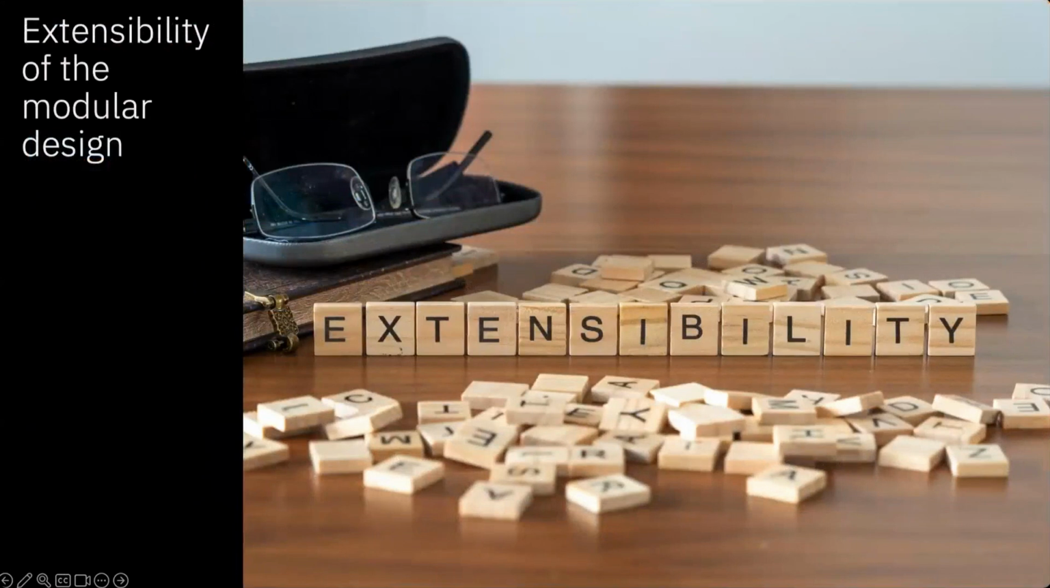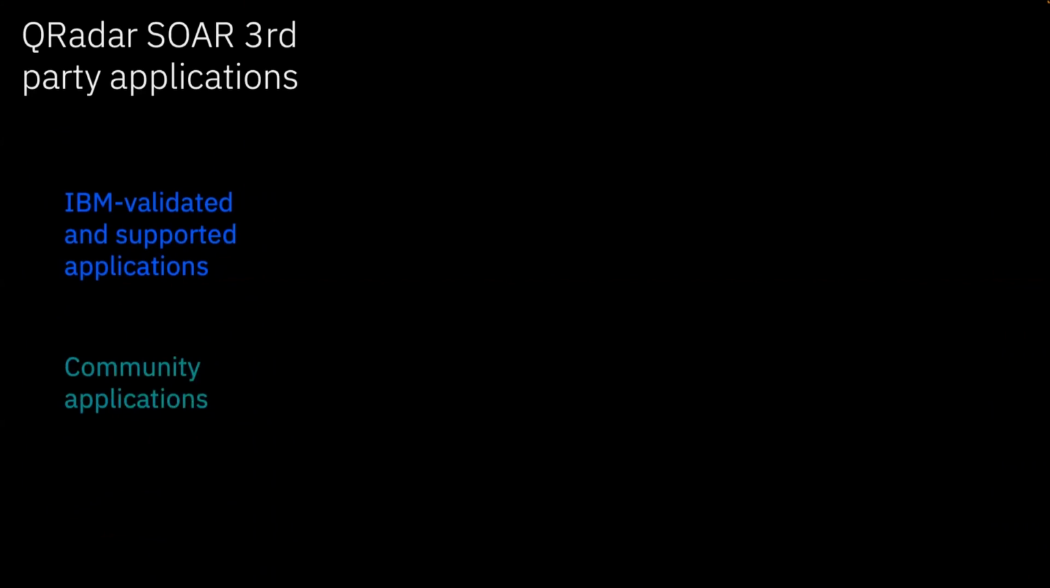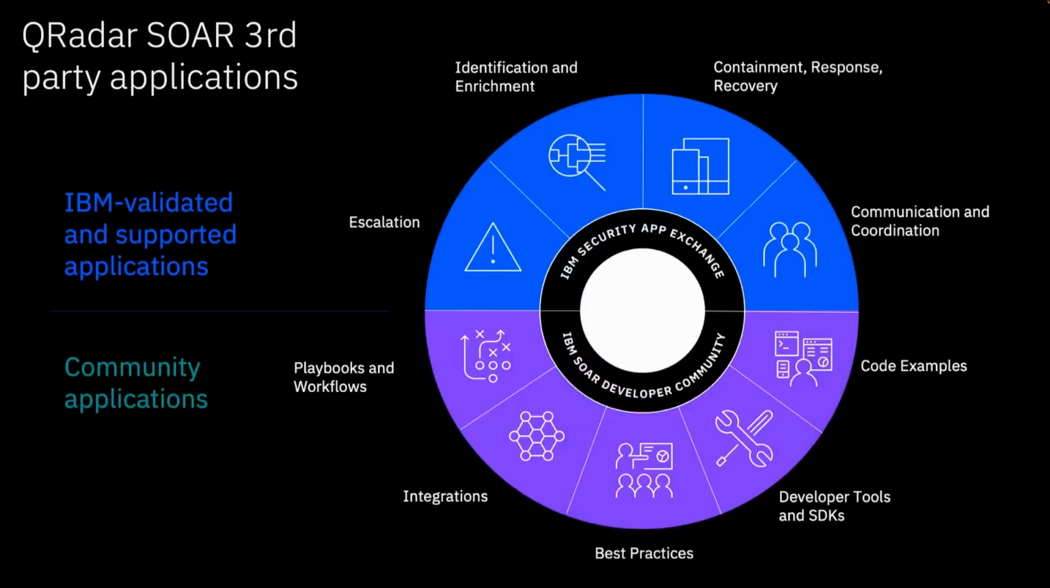All right, now let's talk about the important characteristics of the QRadar SOAR extensible functional architecture using the IBM security and third-party solutions. As we mentioned before, you can extend QRadar SOAR to address different use cases across a wide range of third-party integrations. First, we have IBM validated and supported apps that have either been produced by IBM or our technology partners. These apps have been through extensive technology and security testing and are fully supported.